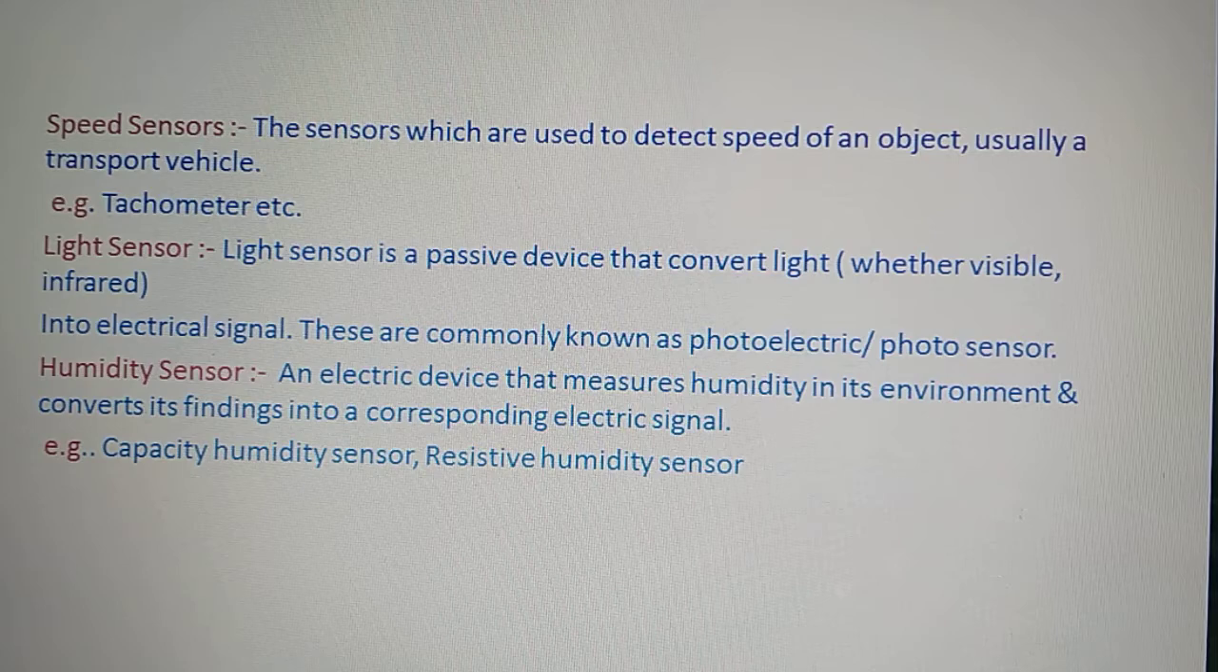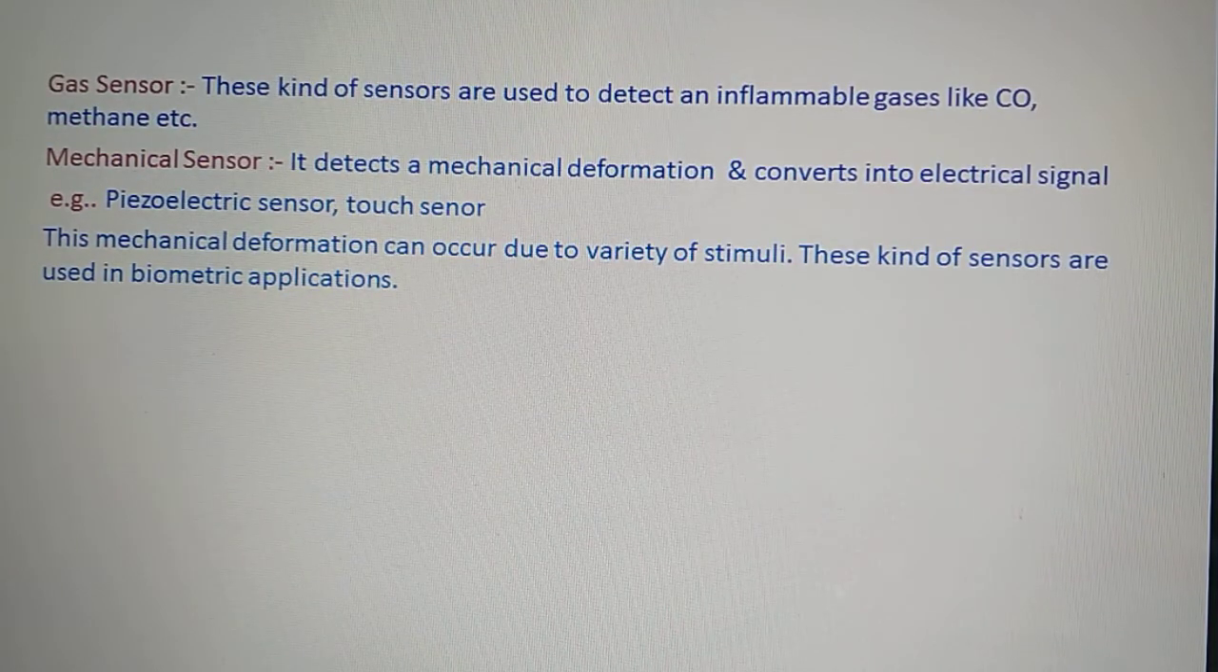The next kind of sensor is a humidity sensor, an electric device which measures the humidity in its environment and converts its findings into a corresponding electrical signal. This is called a humidity sensor. For example, capacitive humidity sensor or resistive humidity sensor. The next kind of sensor is a gas sensor. These kinds of sensors are used to detect inflammable gases like CO, carbon dioxide, and methane.